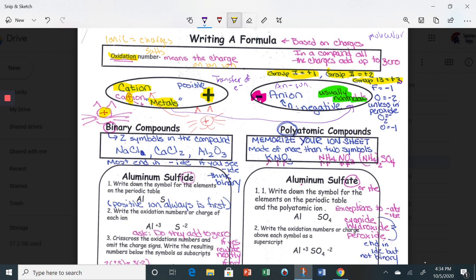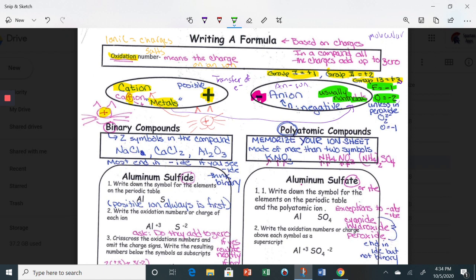Now, if you are on the opposite side of the table, like fluorine, fluorine will always be a -1, always. Fluorine's never positive. Okay, oxygen's a -2, and that group is predominantly a -2. Oxygen has a weird thing where it could be this thing called a peroxide. A peroxide is a polyatomic ion. Those are the things you have to memorize.